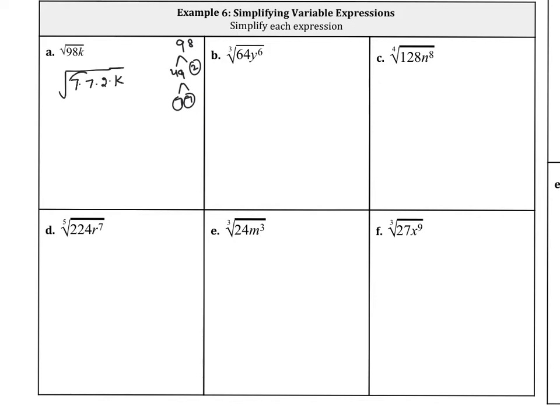Now the only pair we got is just 7 times 7. So one number from each pair comes outside, and you're left with 2k inside. So 7 square root of 2k would be your answer.